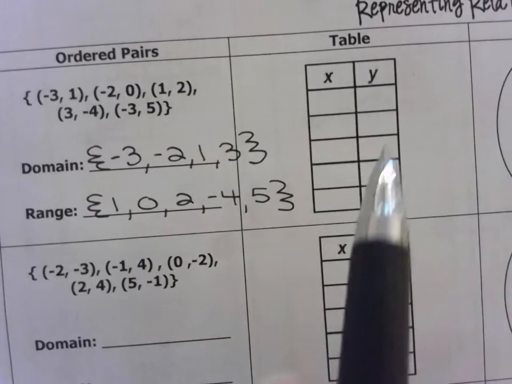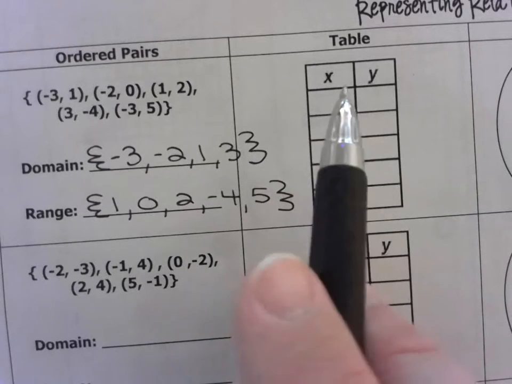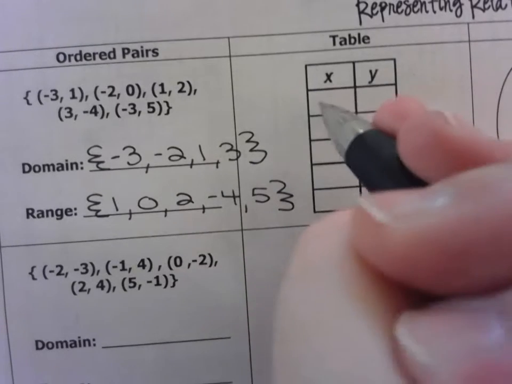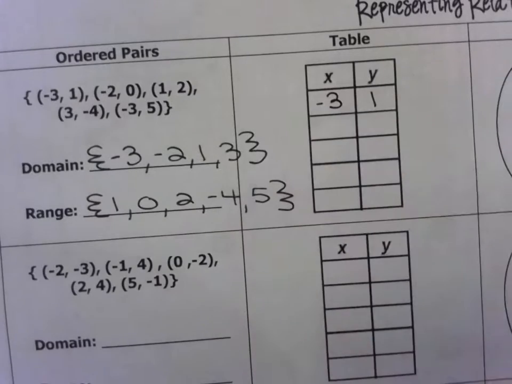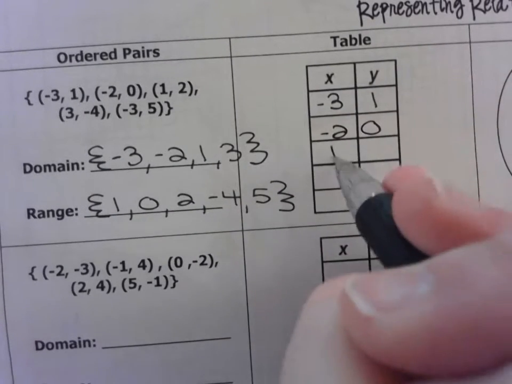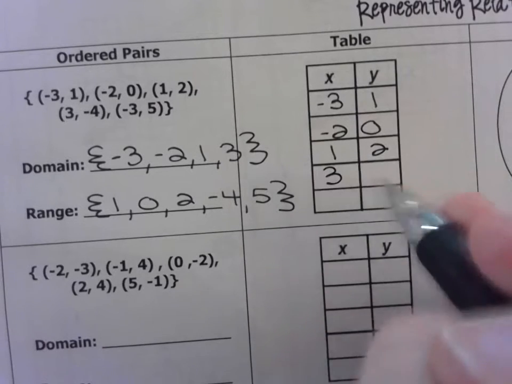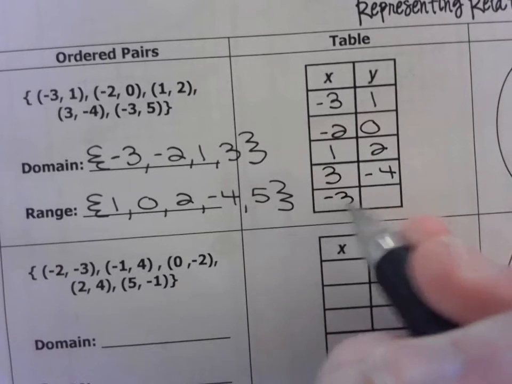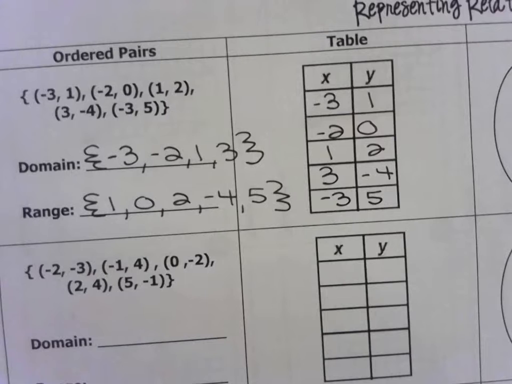Next thing, we're going to look at a table. A table just lists the ordered pairs. All you do is you go through and list the ordered pairs: -3, 1; -2, 0; 1, 2; 3, -4; -3, 5. I'm listing specific ordered pairs, so you will see -3 twice because there are 2 specific ordered pairs.